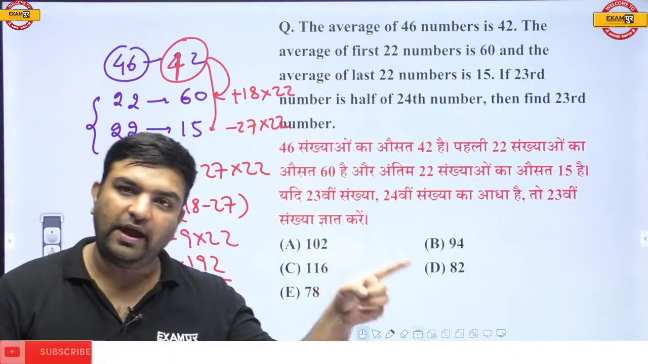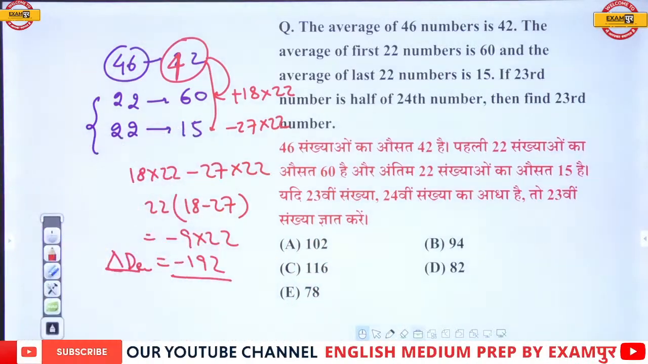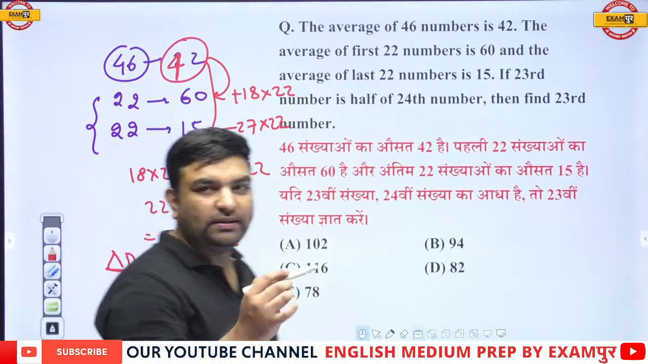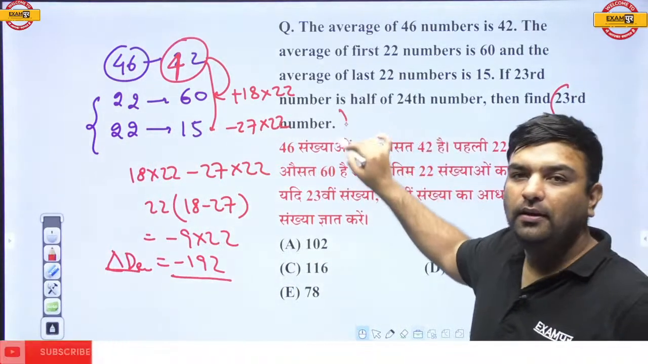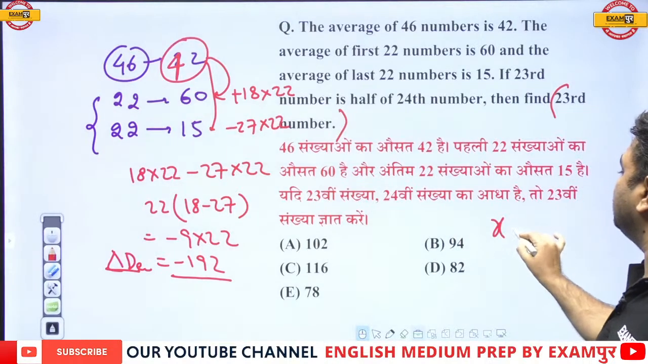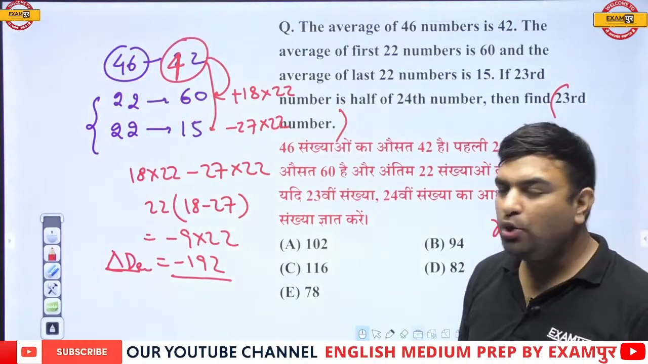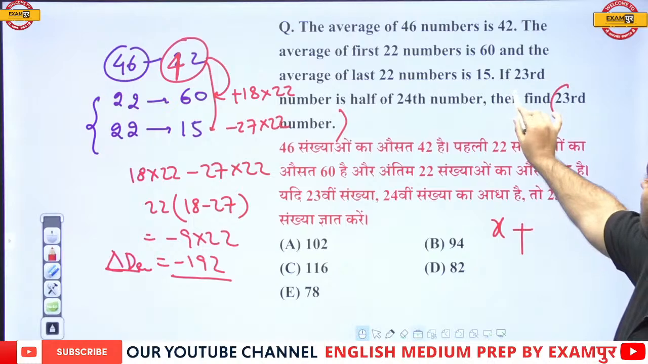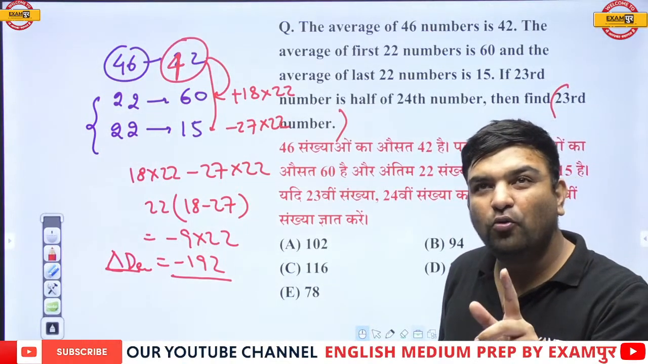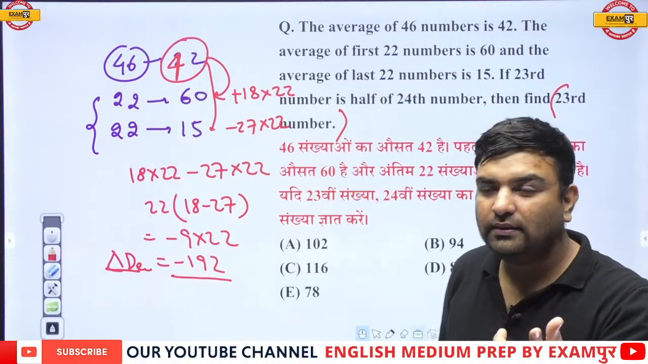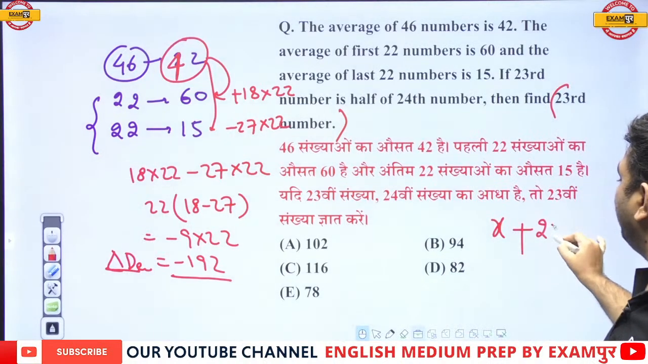192 more than their average sum. So the numbers missing are the 23rd and 24th. They are asking for the 23rd number. Assume the 23rd as x. What is going to be the 24th? The 23rd is half of the 24th, so the 24th is double the 23rd. So the 24th is 2x.